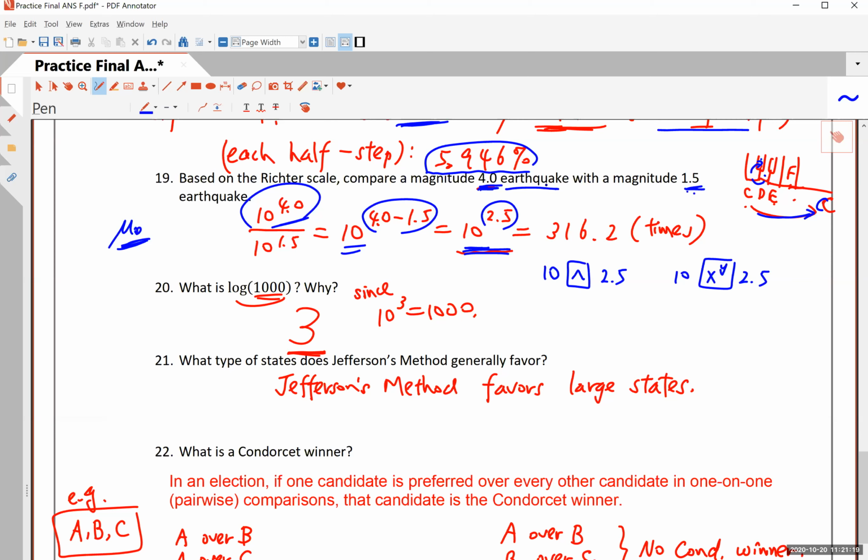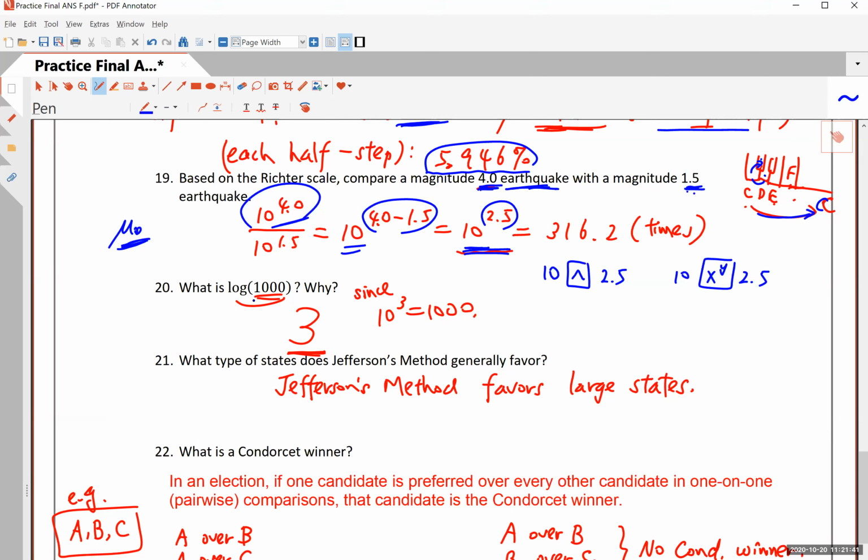Okay, so it may not sound like a big difference between 4.0 and 1.5, but it turns out that the 4.0 earthquake released an energy which is over 300 times as much as the energy released by a 1.5 earthquake.